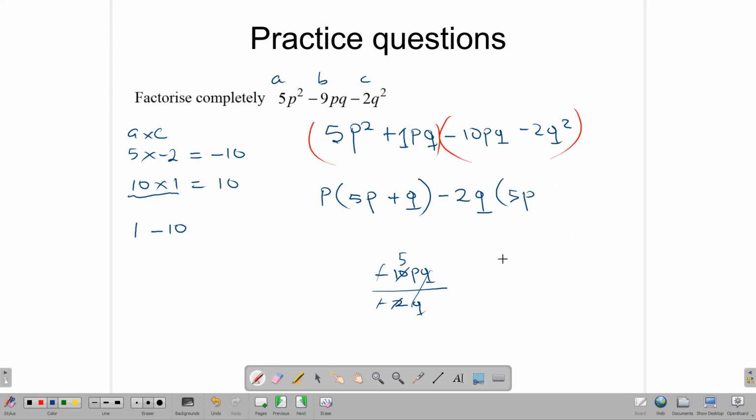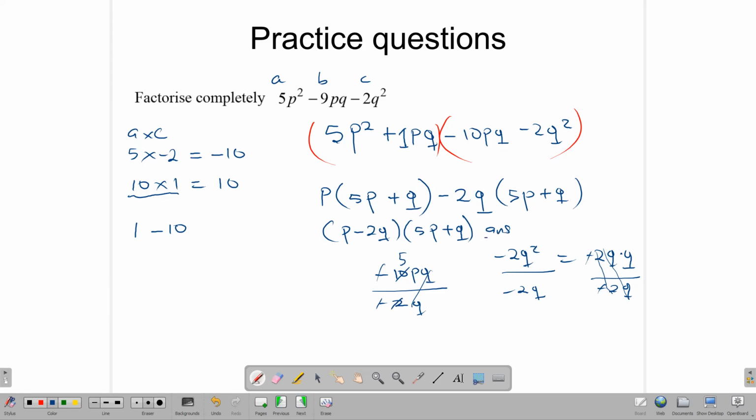And the other term is negative 2Q squared, and we're dividing it by negative 2Q. First thing, the negatives cancel out, the 2's divide out as well, and the Q's also divide out. And that simply leaves us with a positive Q. And so we are almost done. We just need to put our answers in the brackets. So we put the P and the minus 2Q in one bracket. And then we write back the other bracket, which is 5P plus Q. And that is our answer.